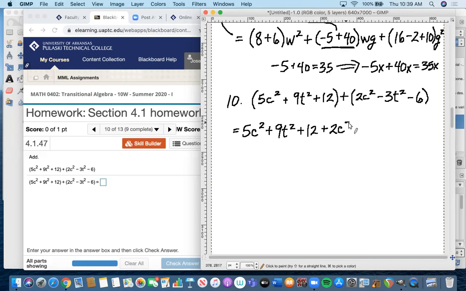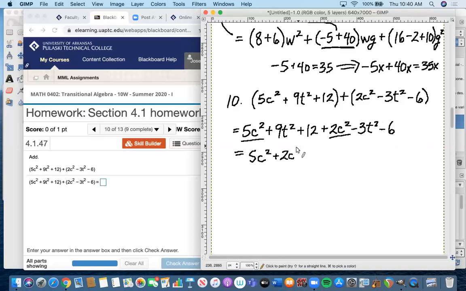Okay, so that's what I'm going to do. I'm just going to lose the parentheses, and then I'm going to do it just like I did those last few problems. Now I've got one that looks just like what we've been doing. So I'm going to write the like terms next to each other. The 5c squared and the 2c squared, I'm going to write back here.